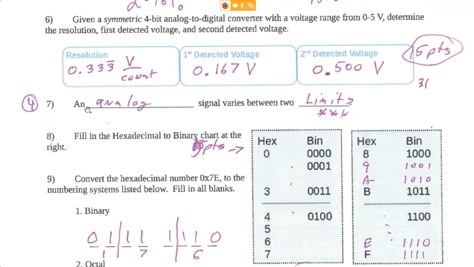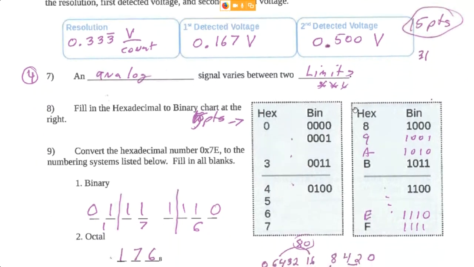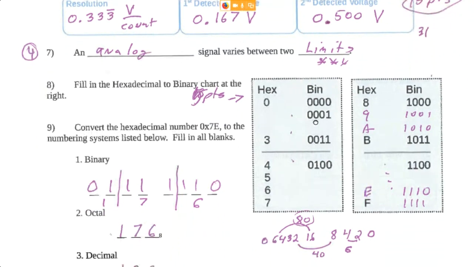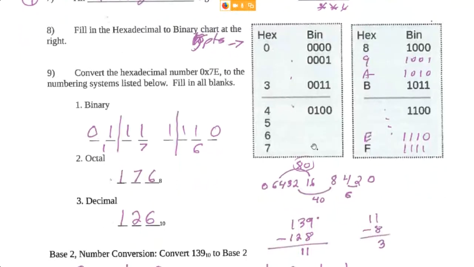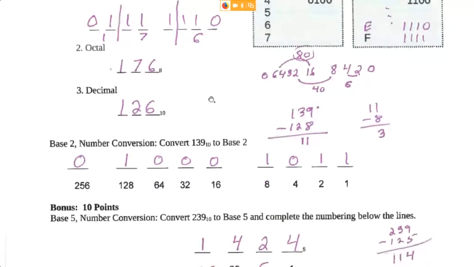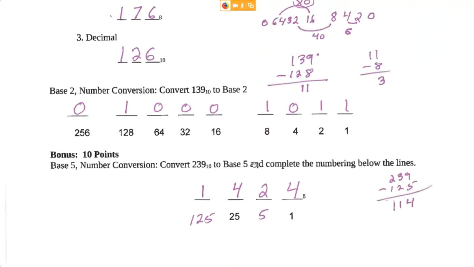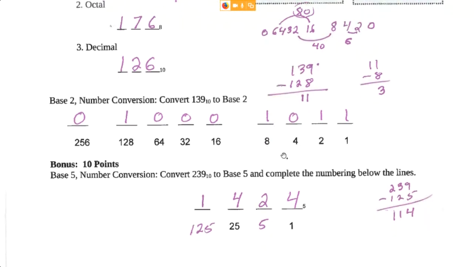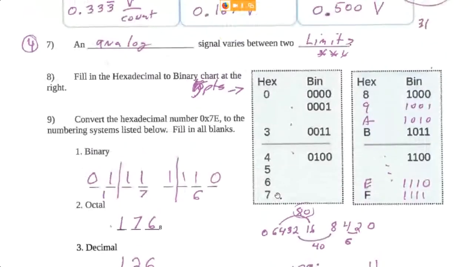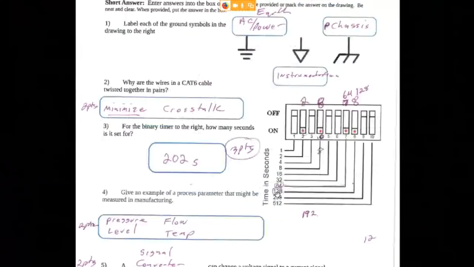Okay. All right, so then number 7, an analog signal varies between 2 limits. I already made another point about that. Okay. Number 8, we're just doing the hexadecimal, counting in hexadecimal from 0 to F, and counting in binary from 0 to 15. So remember, in hex, F is 15 in decimal. Okay. And then we just did binary conversions. And then I even gave you a bonus question here to do a base 5 conversion. I was pretty happy. Most people were able to do that. I think just a couple people missed that or didn't even attempt it. But that was a bonus question on there. All right, so that was the written portion of the first exam.